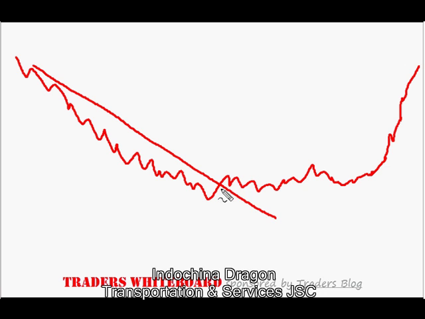The market breaks. That's your first clue. This is your first clue, right here. This is clue number one. The market's finished going down. Now you have this sideways pattern, which goes here and goes here.